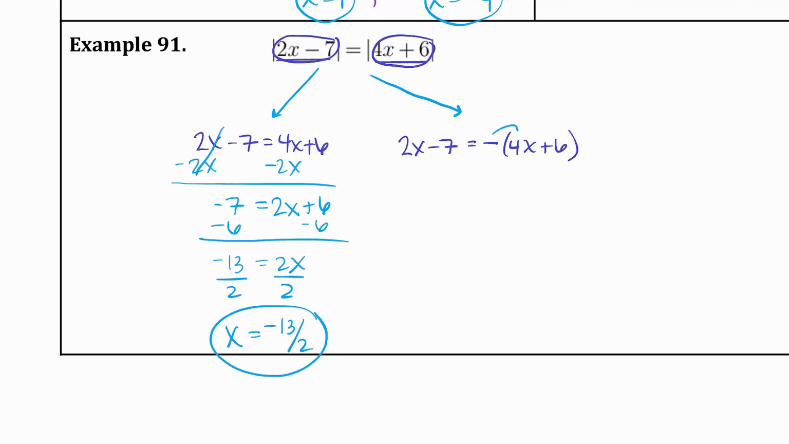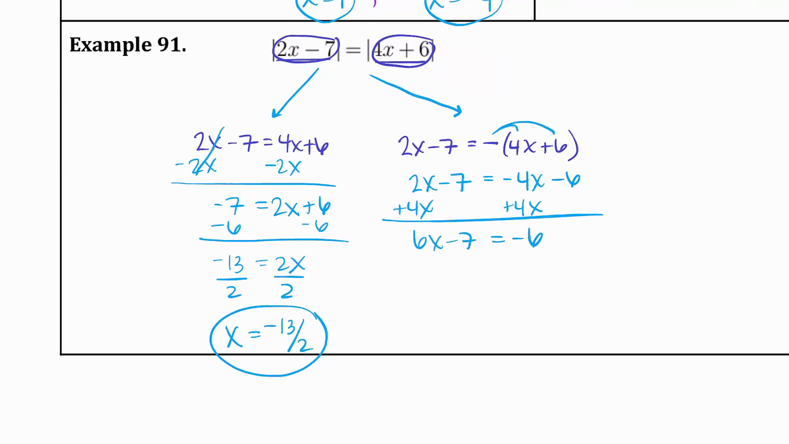Okay, our second possible equation here, we're going to distribute that negative, which just changes all of our signs. We get negative 4x minus 6. If we move our x's to the left side, I'm going to get 6x minus 7 equals negative 6. We add 7 to both sides, and I get 6x equals 1. If I divide by 6, I get x equals 1/6.